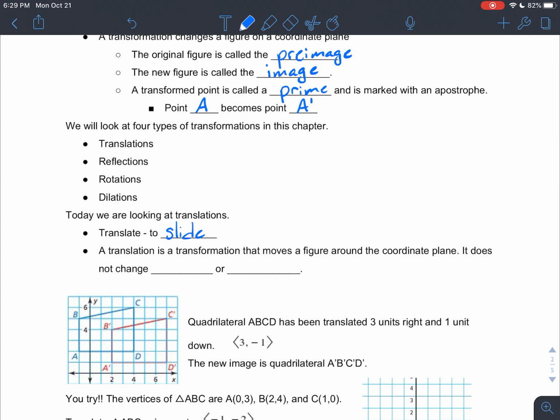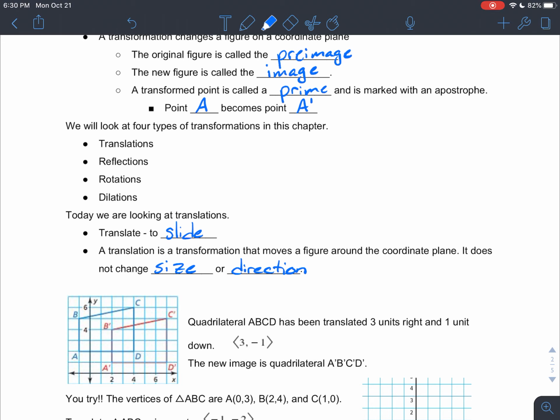So a translation is a transformation, it's a tongue twister, that moves a figure around the coordinate plane. It does not change the size or direction. So it does not change the size or the direction of the figure.